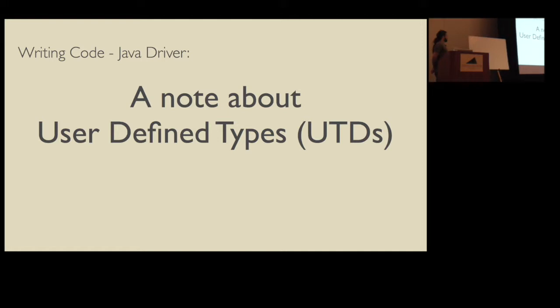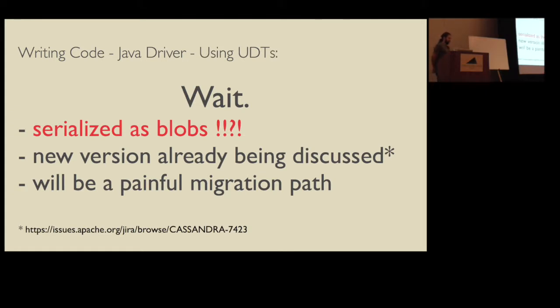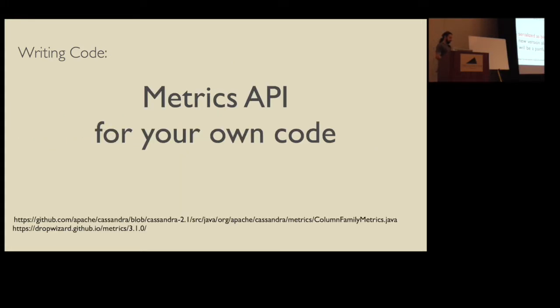There's a good section in the driver having to do with user-defined types. It's an interesting thing where you can actually say this row is specifically this type of object, but I'm not going to go into that too much because under the hood there's serialized blobs, which is a really bad idea. You want to update one field, you update them all. A new version is already being discussed for 3.0, but it's going to be a painful migration back. I'll say wait, just hold off on that.